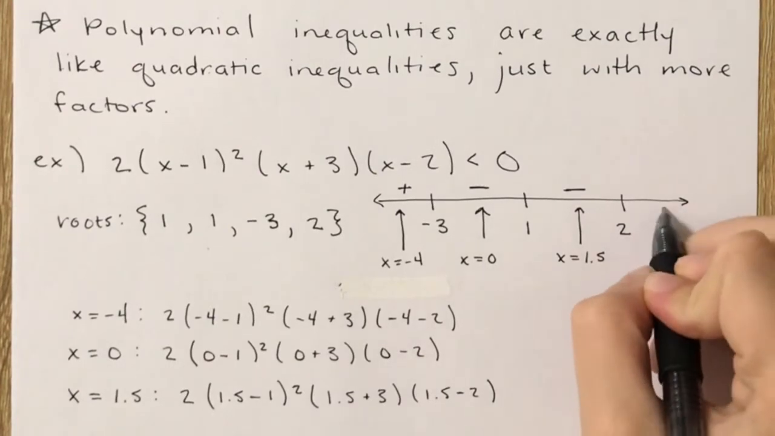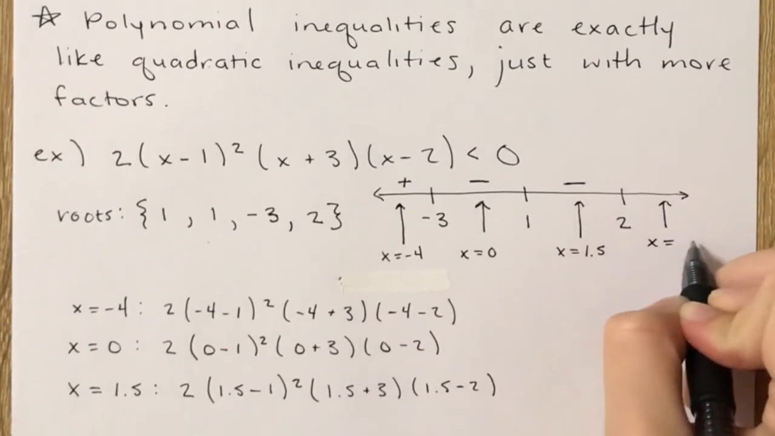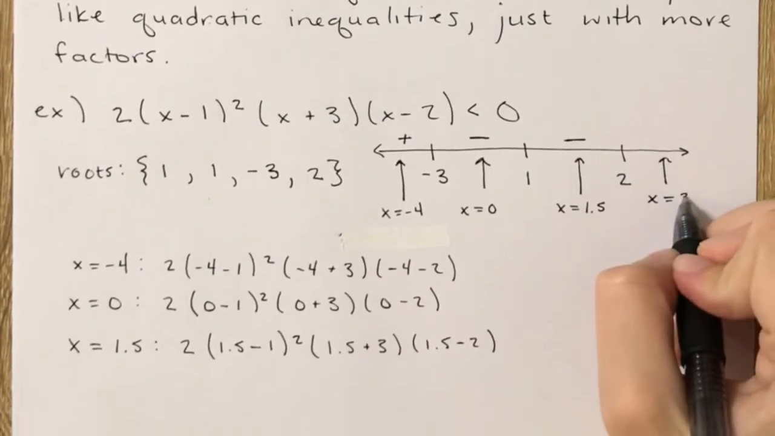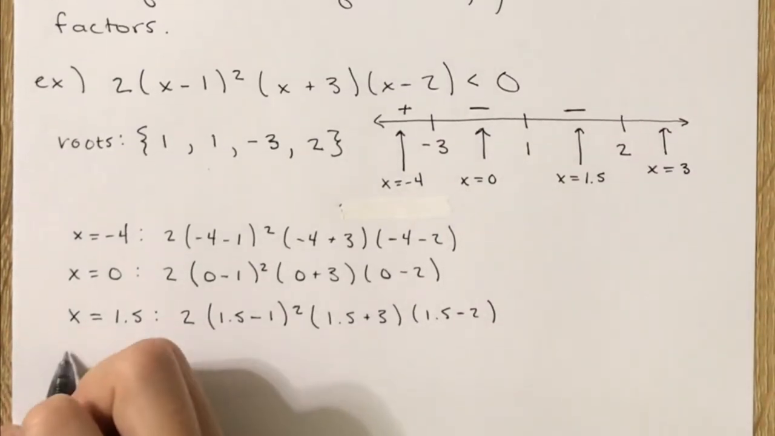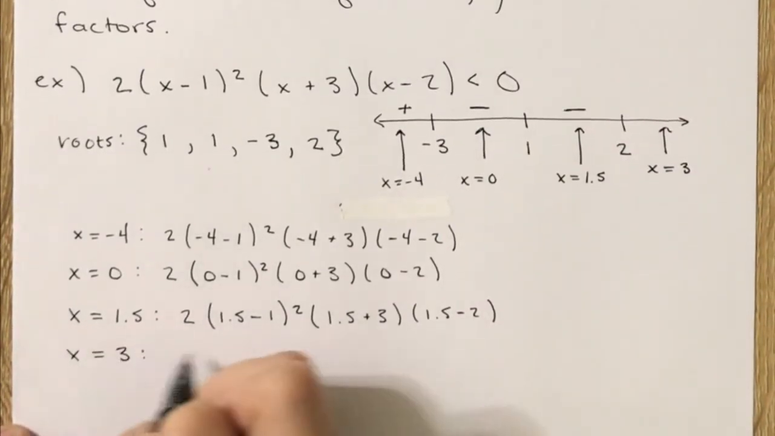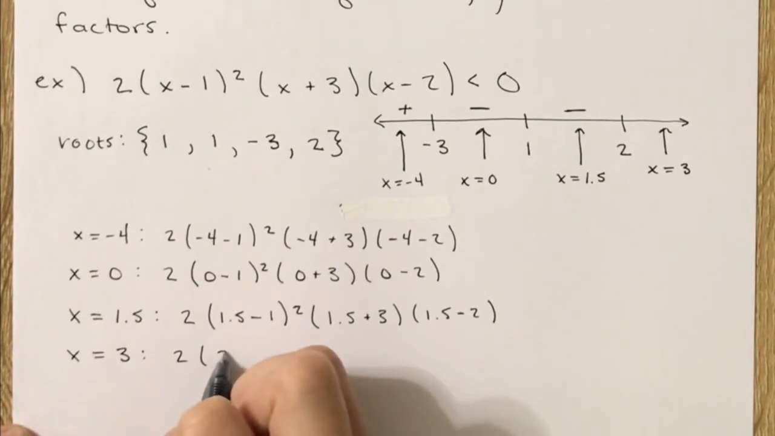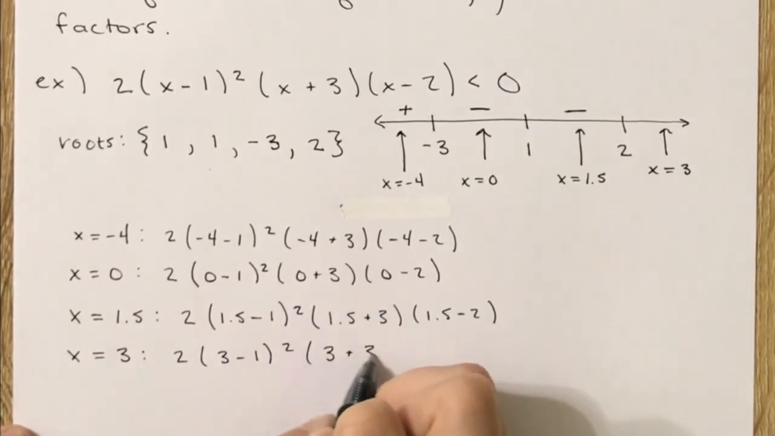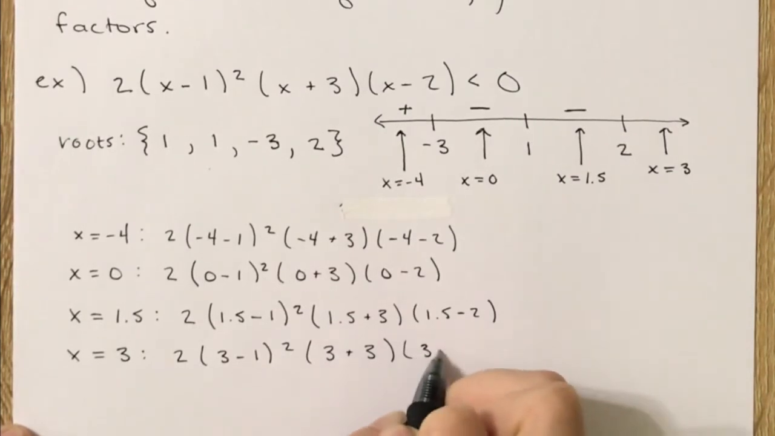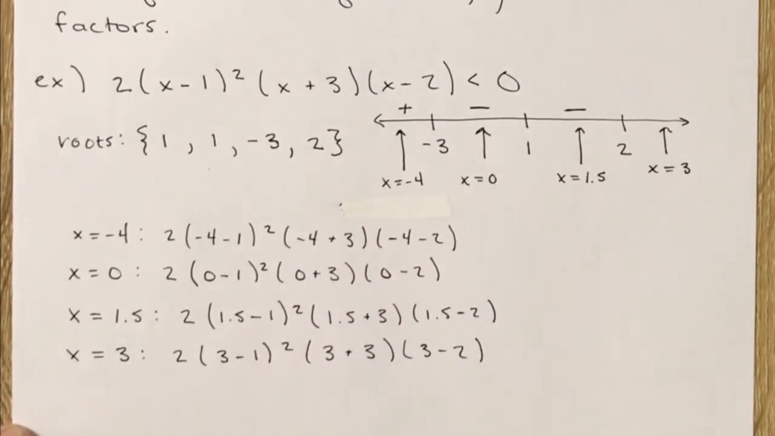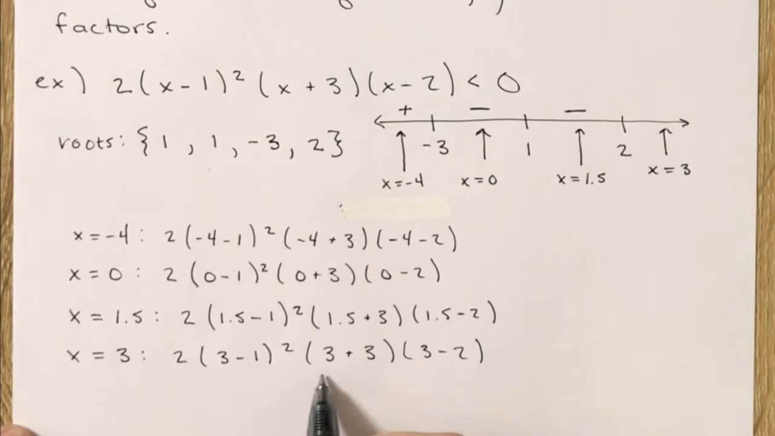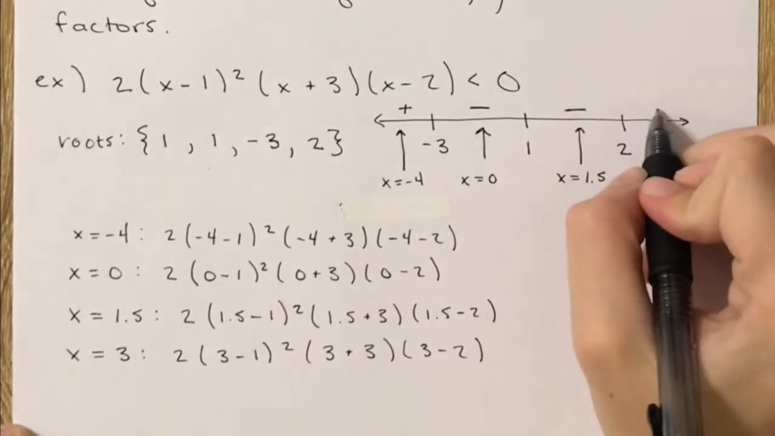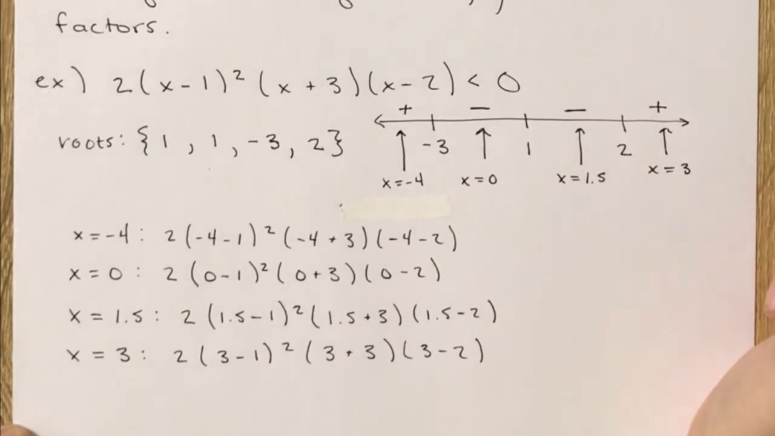Last but not least, we have 2. Here, we want to pick something between 2 and positive infinity, so I'm going to pick 3. If I plug in x equals 3, I have 2 times (3 minus 1) squared times (3 plus 3) times (3 minus 2). This is positive, and this is positive. So we have a positive here.